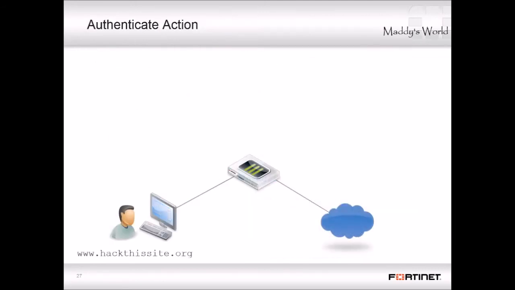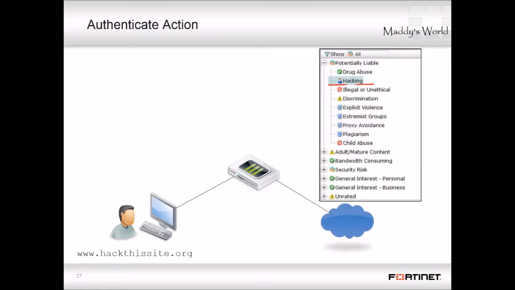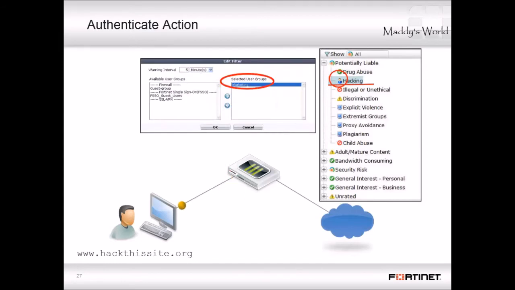Another option for restricting access is to use authentication. The rating lookup happens normally and the action shows Authenticate. When you set the authentication action, you get asked which groups are allowed and what the authentication interval is. The interval sets how much time can go by before the user is prompted and needs to authenticate again in order to continue accessing that category.